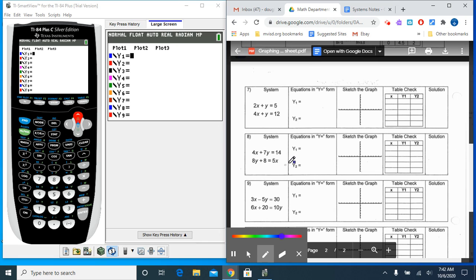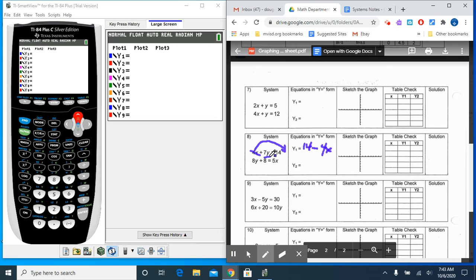I wanted to look at question 8 on the back just to reiterate the fraction feature in your calculator and make sure that you're using that so that you end up with the correct graphs. So the idea is you've got to get y by itself. So I'm going to move that 4x. So I have 14 minus 4x because we went across the equal sign. And that would take care of that.